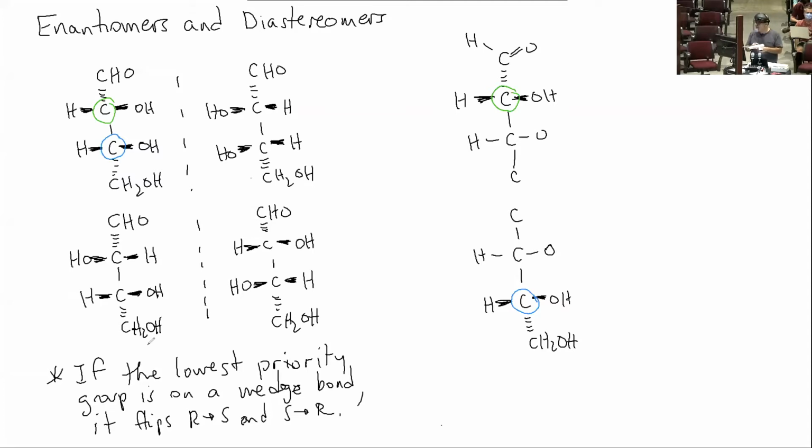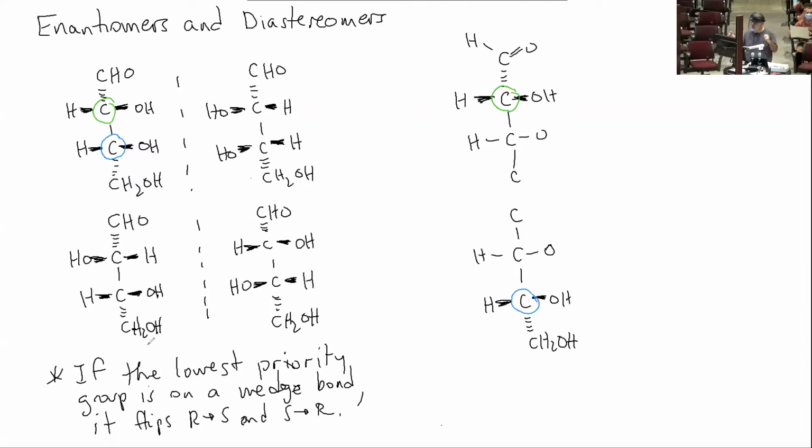You could do a modified Rochelle's method, where you go to the side of the thing instead. You could switch 2 groups, just being aware that, again, that will flip S to R and R to S. Or you could rotate around one of the single bonds until your lowest priority group is on the dotted bond, for example. So I don't know of a shortcut when the lowest priority group is on a straight line.